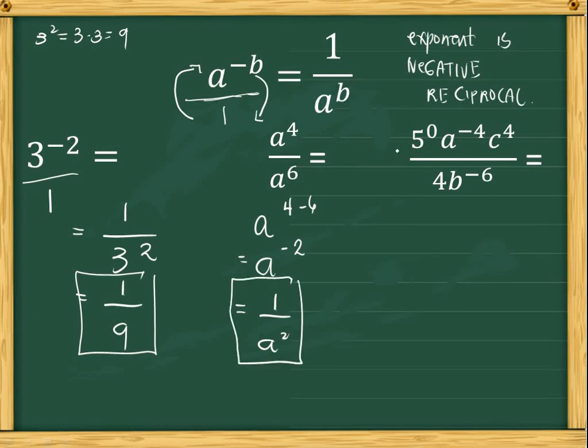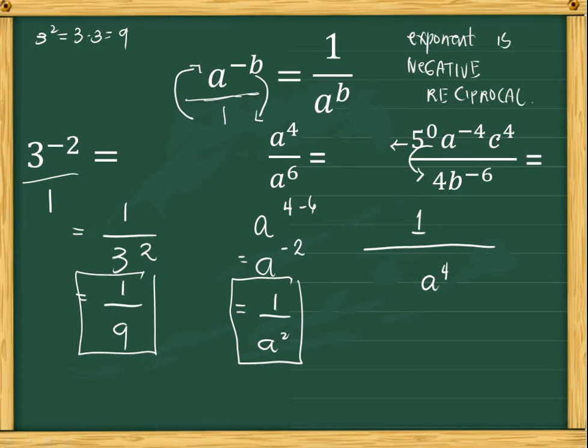And the last item, we have here 5 raised to 0, A raised to negative 4, C raised to the 4th power, all over 4, B raised to negative 6. Recall na yung any number raised to 0 is automatically 1, except 0. So, negative yung exponent ni A. So, kung nasa taas siya, ibababa natin siya ngayon. A raised to the 4th power.